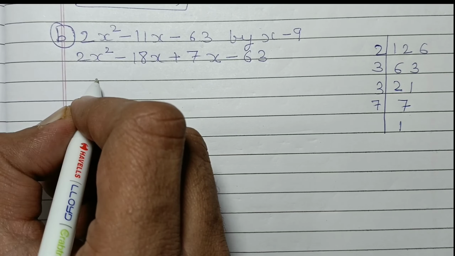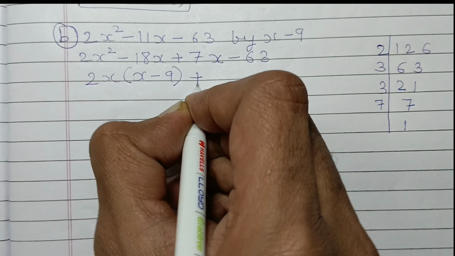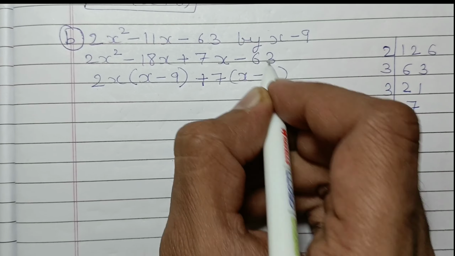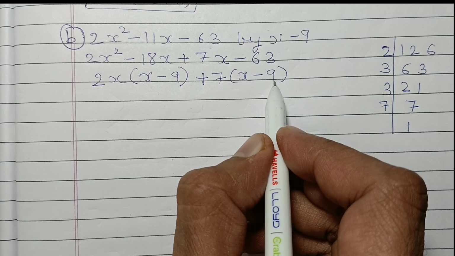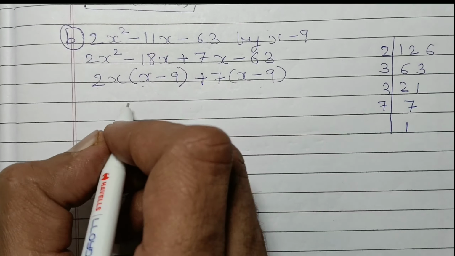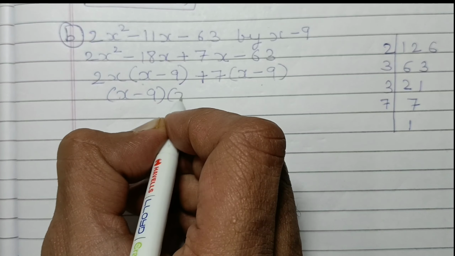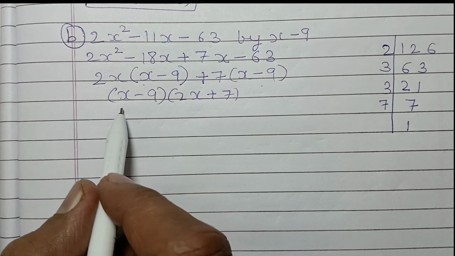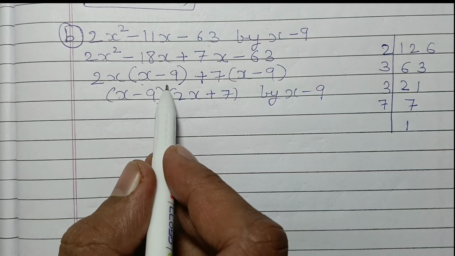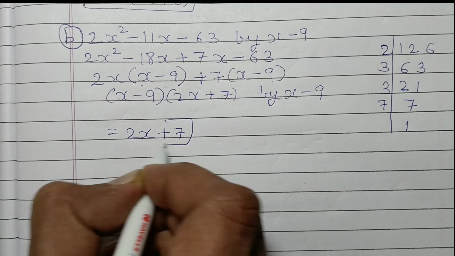If I take out 2x common from this, we get 2x times x minus 9, plus 7 common, so here we will get x minus 9, because 7 9s are 63. So x minus 9 is common everywhere, and the remaining term will be 2x plus 7, and we have to divide these by x minus 9. If I divide simply, I can cut x minus 9, so the answer will be 2x plus 7.